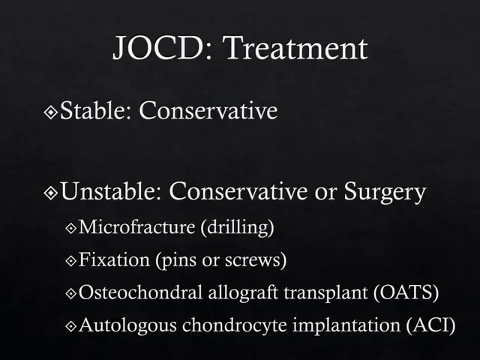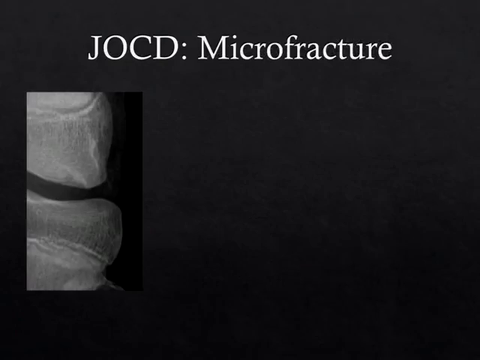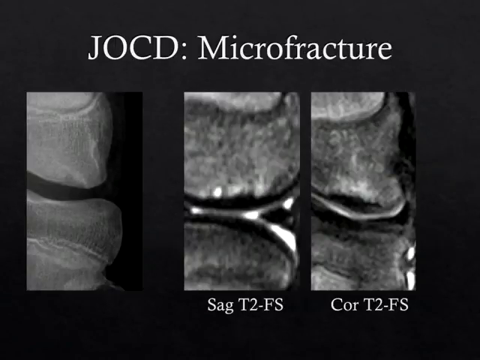So if the lesions are stable, they do conservative therapy. If they're unstable, they can try conservative therapy, but most of the kids end up going on to some sort of surgery. There's 3 main surgeries that they do. Microfracture is probably the most common technique employed.